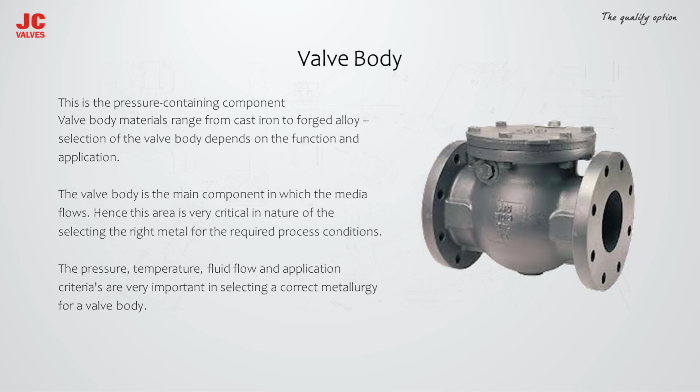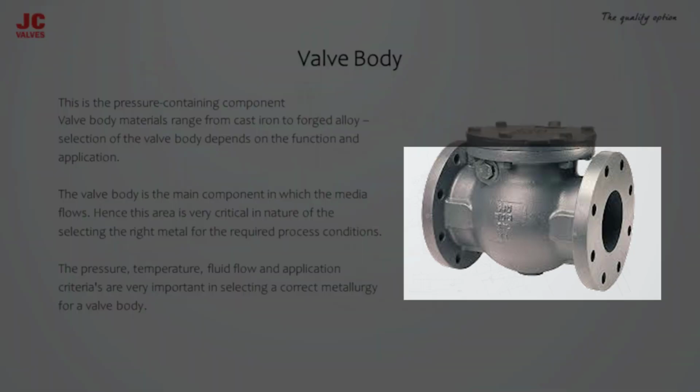Valve body. This is the pressure-containing component. Valve body materials range from cast iron to forged alloy. The selection of the valve body depends on the function and application. The valve body is the main component in which the media flows. Hence this area is very critical in selecting the right metal for the required process conditions. The pressure, temperature, fluid flow and application criteria are very important in selecting a correct metallurgy for a valve body.